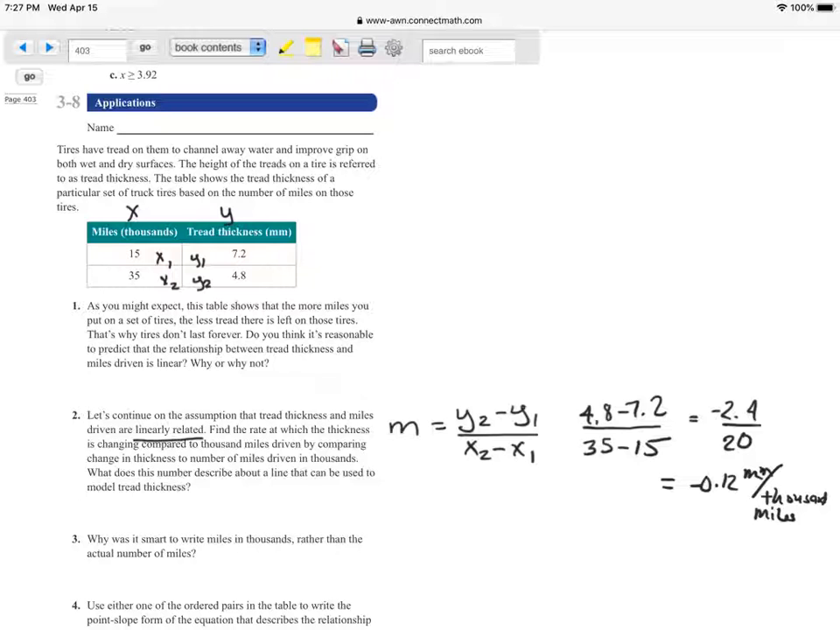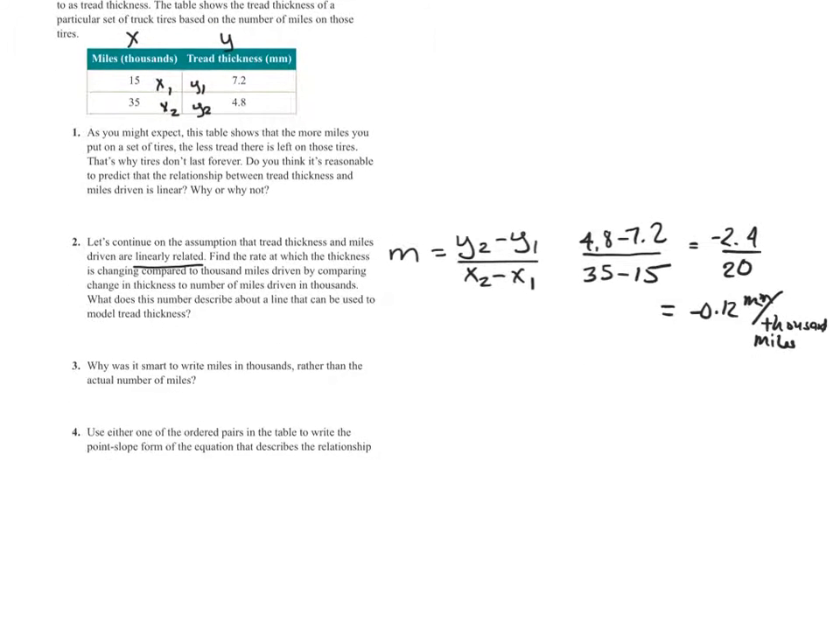And then number 3 says, why is it smart to write miles in thousands rather than the actual number of miles? Well, if we went with just miles, the slope would be a really small number, which would be harder to make sense of and a little bit harder to work with. Really no need in writing that down. That's more of an opinion question.